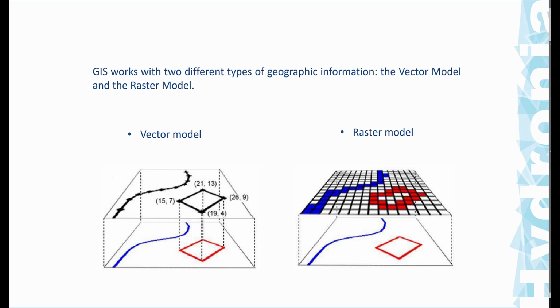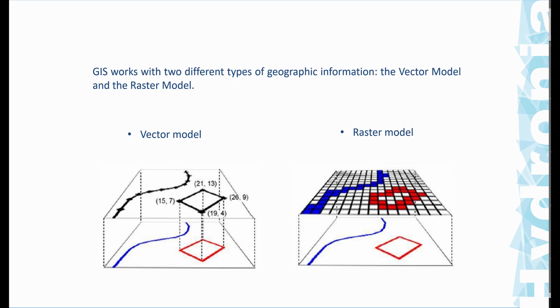The vector format is more applicable when you want to represent discrete information, let's say lines or polygons, or attributes associated to lines, points, or polygons, while the raster format is better suited to represent continuous information like surfaces or that type of data.